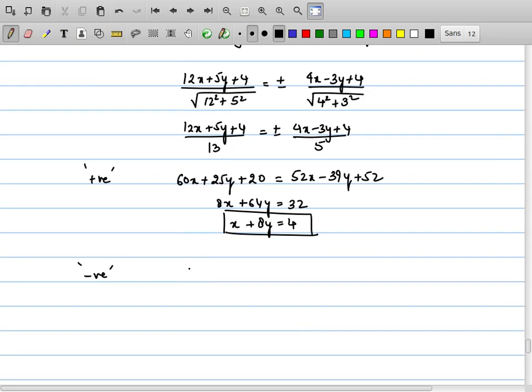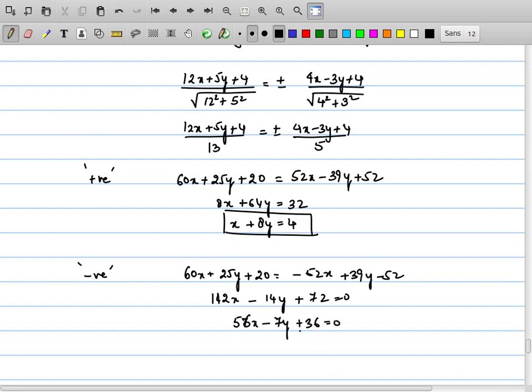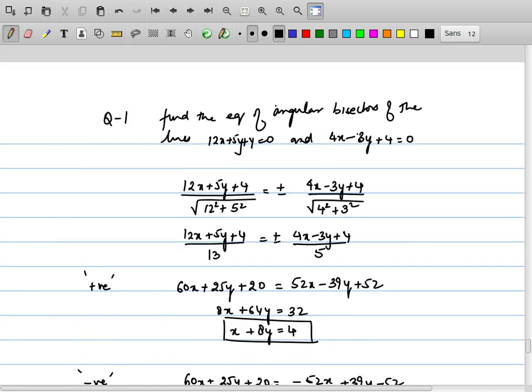And if we take the negative sign, we have 60x + 25y + 20, and the signs would get reversed, −52x + 39y − 52. If we take xy terms to the left side, we have 112x − 14y + 72 = 0, and we can divide by 2. We have 56x − 7y + 36 = 0. This is the equation of the other bisector. This is how we find the angular bisectors of two given lines which are intersecting.